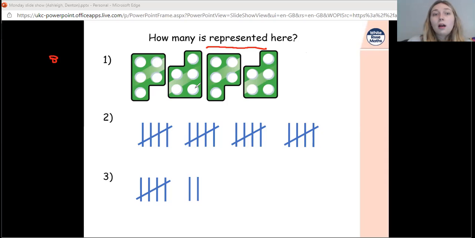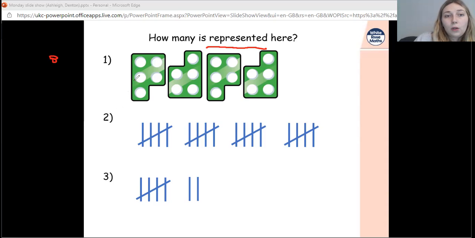Now, these are our numicon. Okay, we've looked at our numicon pieces before. Now, we need to work out how many is shown here, represented in this picture as a whole. So not just one of our numicon. We need to have a look at all of the numicon together. So let me just undo that and let's count together. So count along with me.